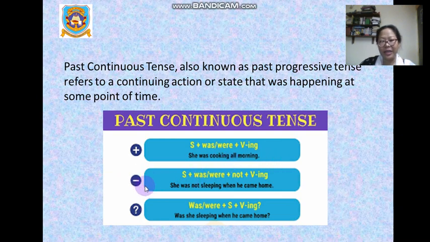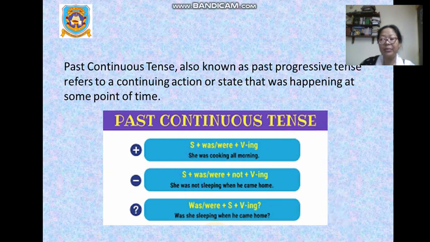And in a negative sentence, subject plus was or were plus not, and verb will have ing form. She was not sleeping when he came home. Okay. Then in an interrogative sentence, was or were will come first. Was she sleeping when he came home? Okay. So this is how you frame sentences with the past continuous tense.